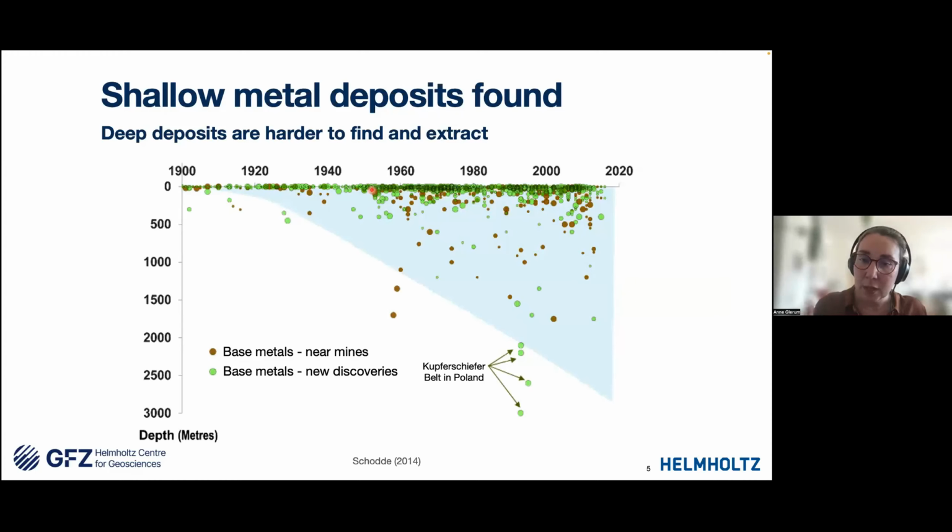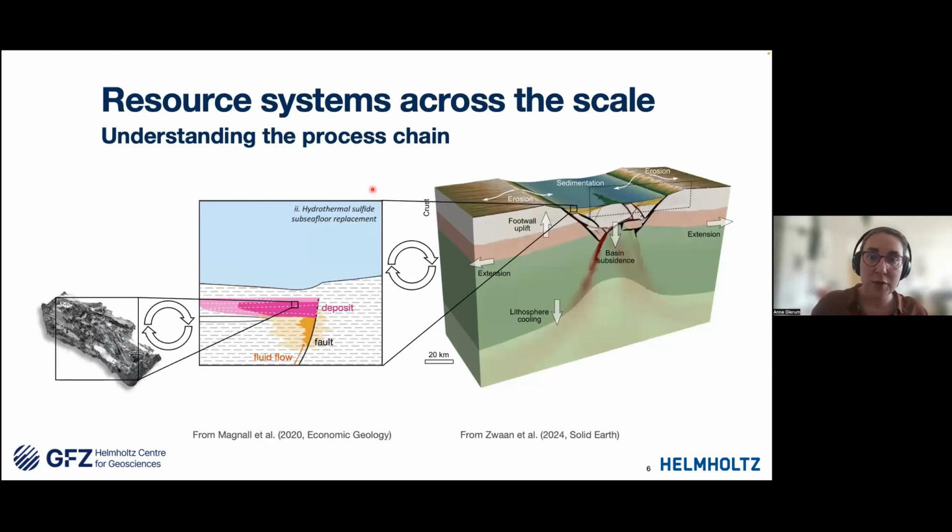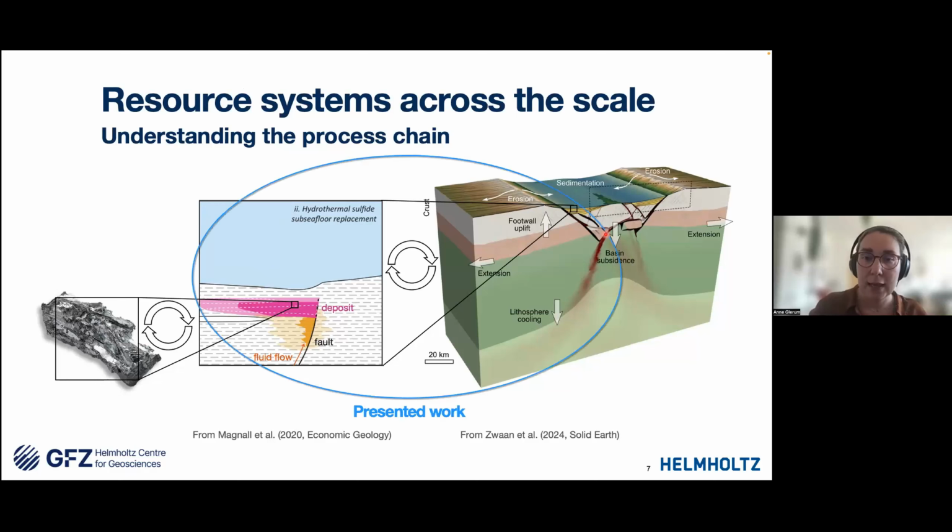So in order to meet the growing demand for minerals through exploration at greater depths, we need to understand a process chain from the pore scale to the deposit scale all the way up to the regional, maybe the global scale and back, so that we can address the knowledge gaps in our conceptual models of resource systems. And what I present today is some numerical modeling work looking at part of this process chain, going from regional lithospheric scale to sub-basin scale for a specific type of base metal deposit called clastic dominated type deposits.